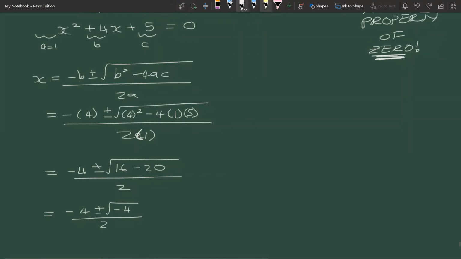Now there's a little red light that should go off right now when there's a negative under a square root. So what you should remember from your number systems is that a negative under a square root is a non-real number. So this here is a non-real solution. So there's no real solution. So we will stop here and conclude that there's no real solution. We cannot have a negative under a square root for a real solution.